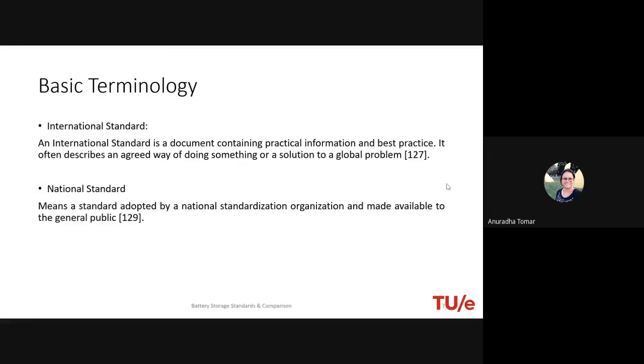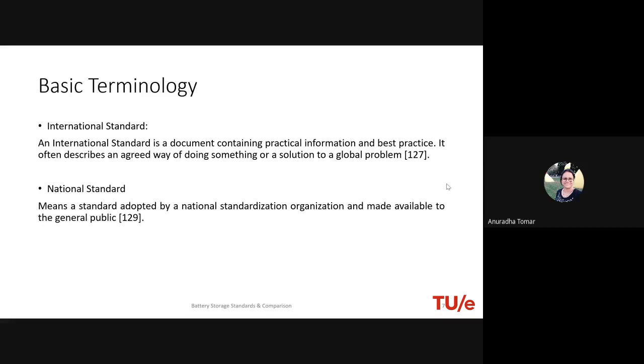There are the international standards. An international standard is a kind of document which contains practical information and best practices. Why am I talking about best practices? An international standard is developed by considering the best practices from different standards that are available in that field globally or at the regional level. So it takes the best out of those standards, and it often describes an agreed way of doing something or a solution to a global problem.